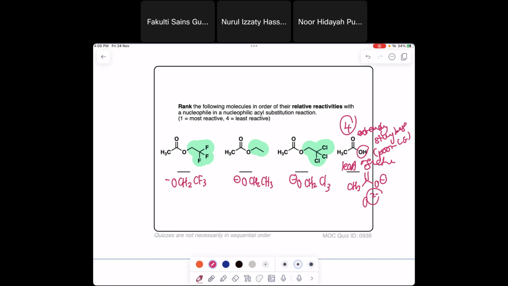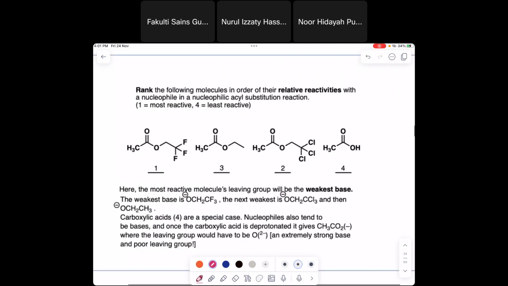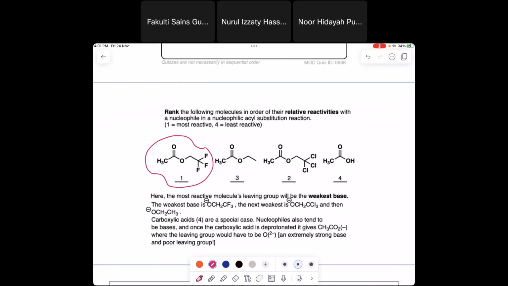So antara ni semua sebab kita kata dia lagi banyak electron withdrawing kan berbanding ini memang rendah lah nombor 3, sebab tinggal ni dengan ni sama. Antara fluoro dengan kloro bila kita tengok kepada kita punya periodic table, of course fluoro are more electron withdrawing. So 1, 2, 3 dan 4. This is how you see of this reaction. Okay. So the most reactive here will be the weakest base lah. Macam kita dah keluarkan tadi.